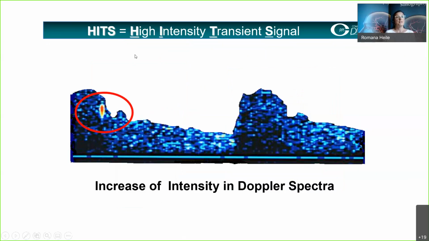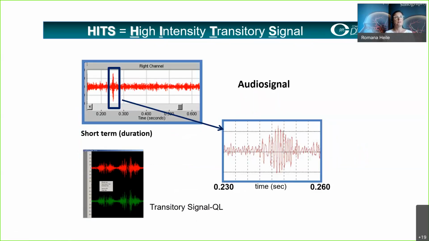So in terms of TCD, we call this first hits high intensity transient signal. And that means that inside of a cardiac cycle, we have something that's reflected with a higher intensity within the Doppler spectra.